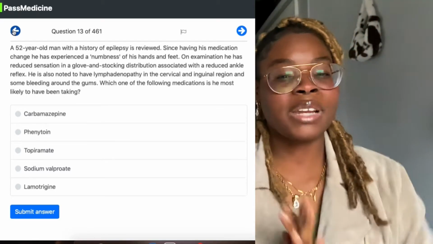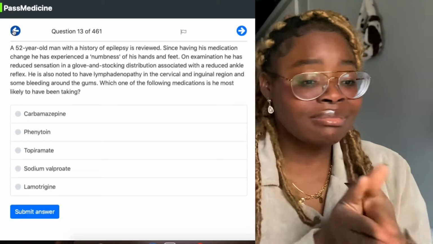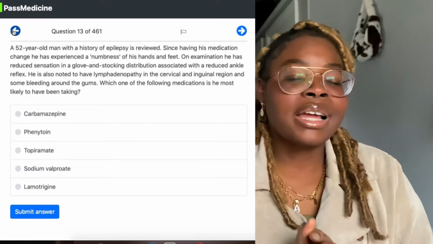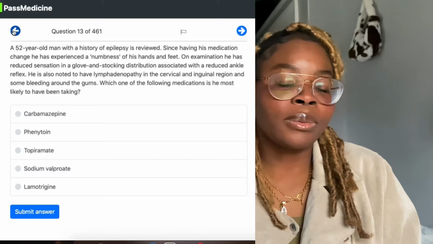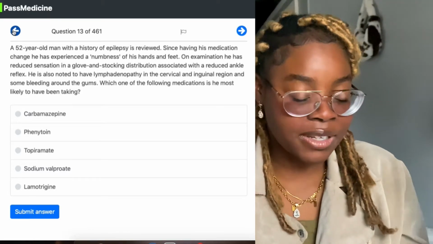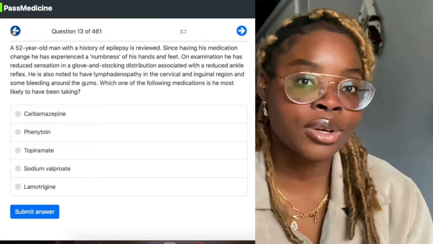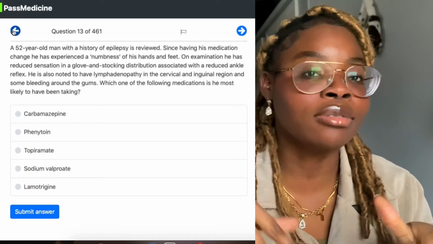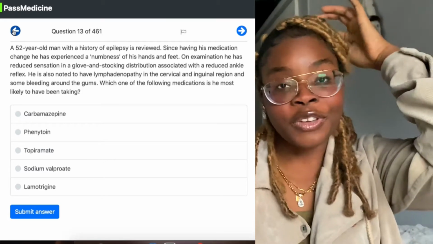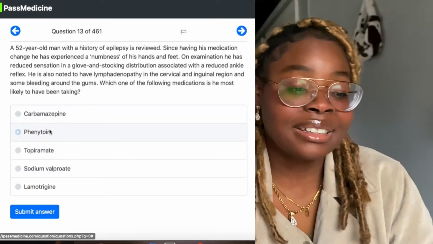Topiramate, I know it's prophylactic for headaches. I don't think I've seen it used in epilepsy. And lamotrigine, I don't know who you are. I'm sorry, I should know. I feel like I have interacted with you at some point, but I just don't know right now who you are and why you're related to this question. So I'm gonna go with phenytoin. Let's see.